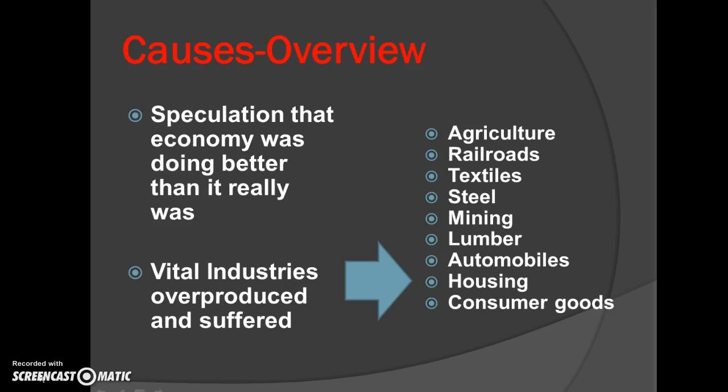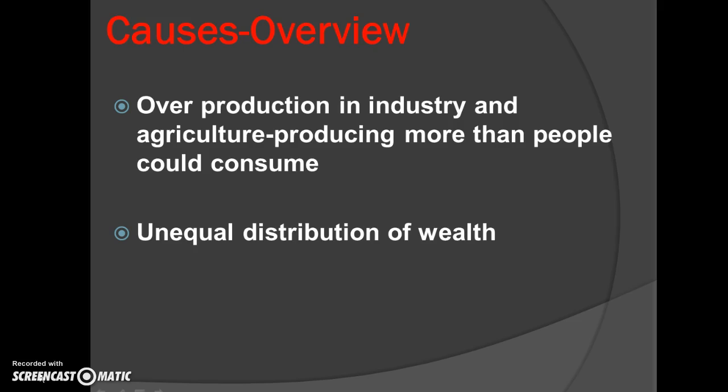Major companies that produced lumber, automobiles, housing, agriculture went out of business. People couldn't pay for their bills. The companies couldn't pay the loans back. Banks couldn't hold on to their money. It was, like I said, a vicious domino effect.